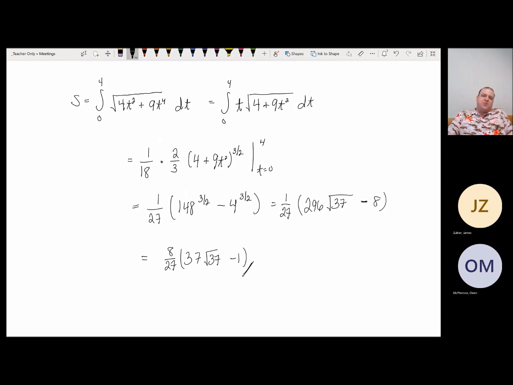If it's not possible to do by hand or analytically, I will tell you to use a numerical technique, and I'll tell you how accurate I want it. Probably going to be Simpson's rule.